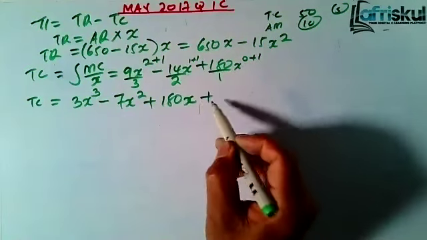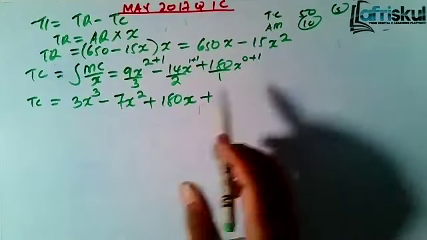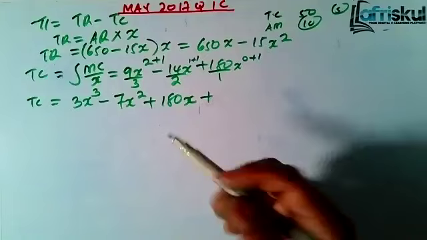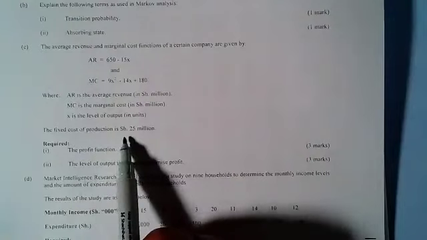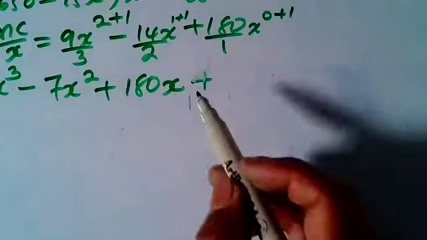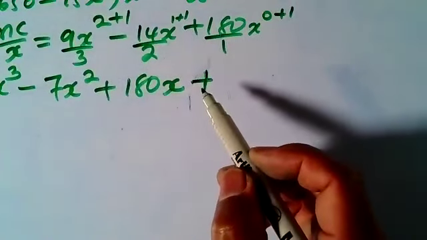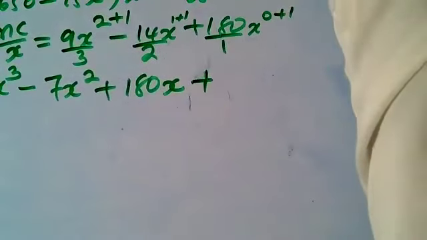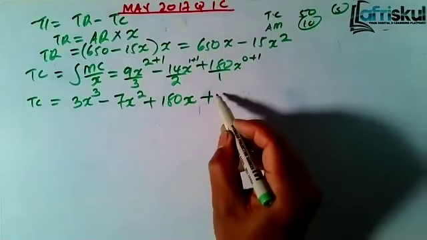Then remember we said that you add C. Now C is the constant, the fixed cost. In this case, we are told that the fixed cost of production is 25 million. That's the fixed cost, so to get the total cost we have to factor it in, adding the fixed cost, which is 25.